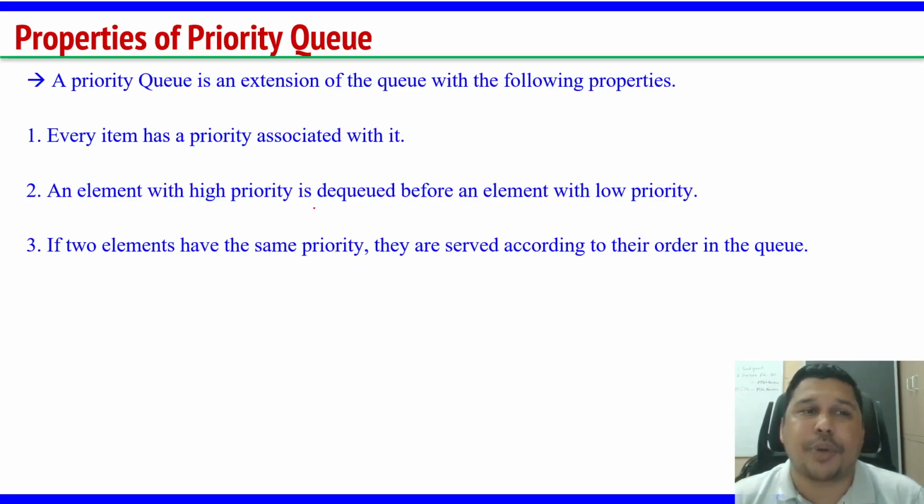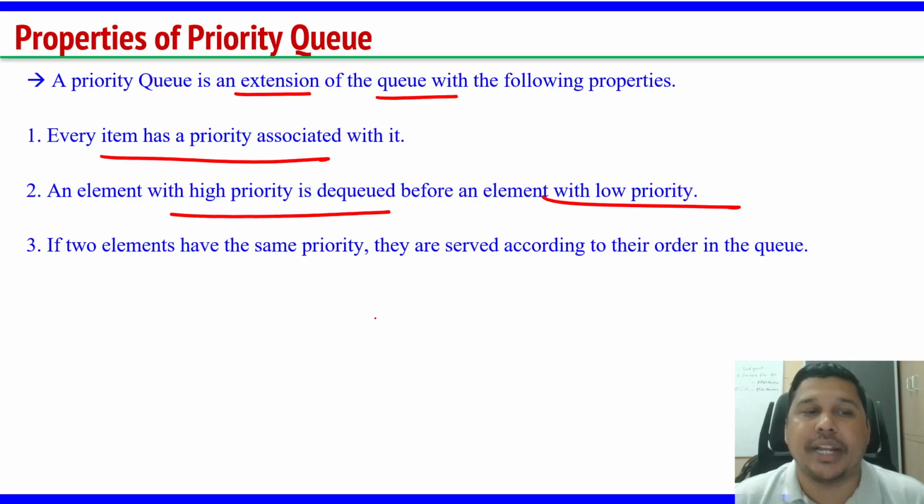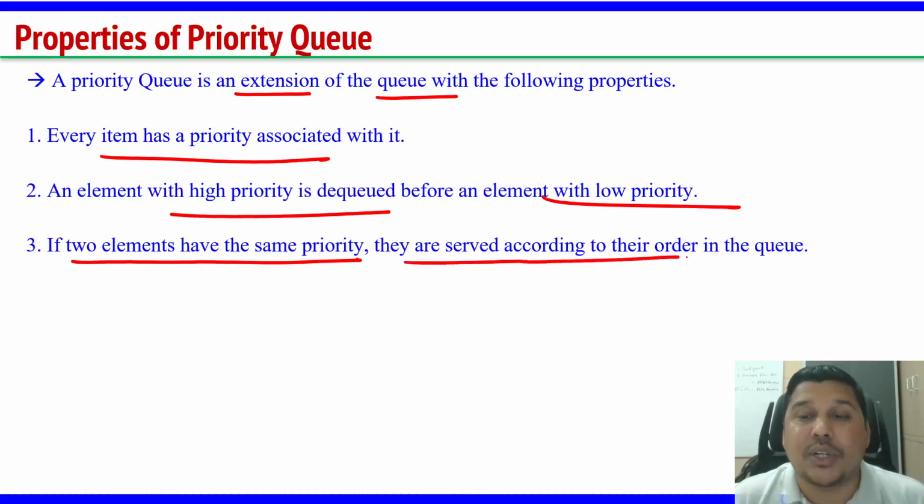What are the properties of a priority queue? A priority queue is an extension of the queue with the following properties. Every item has a priority. The element with the highest priority is dequeued before the one with lower priority. If two elements have the same priority, they are served according to their order in the queue. In whichever order they appear in the queue, the same order will be maintained.